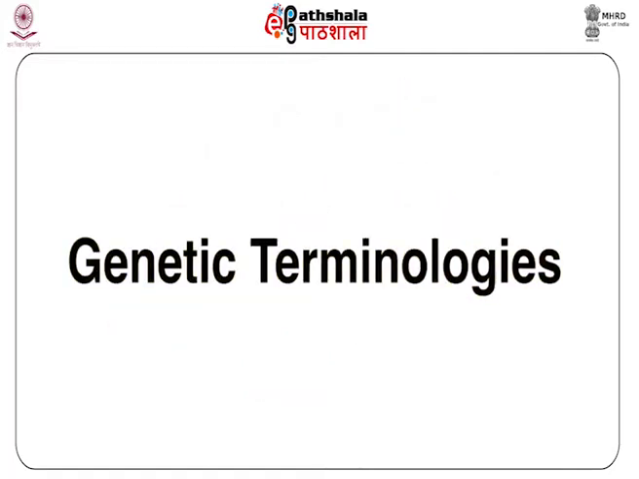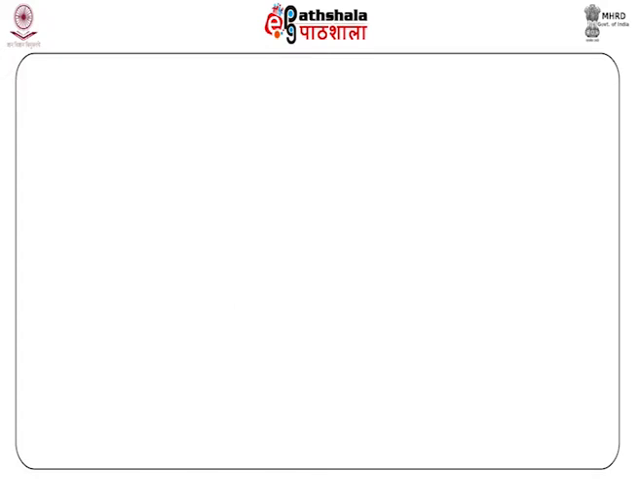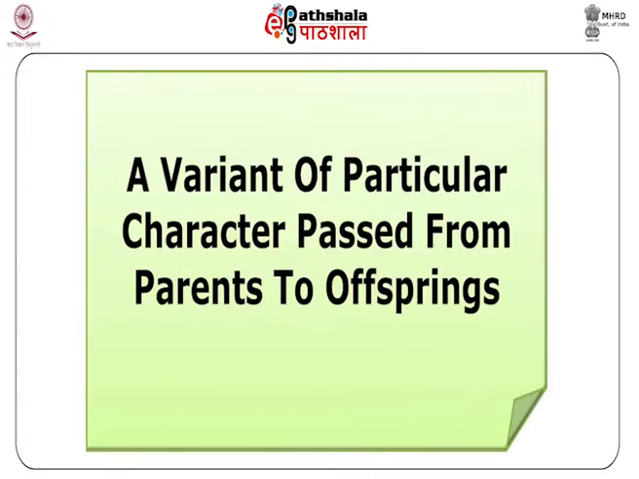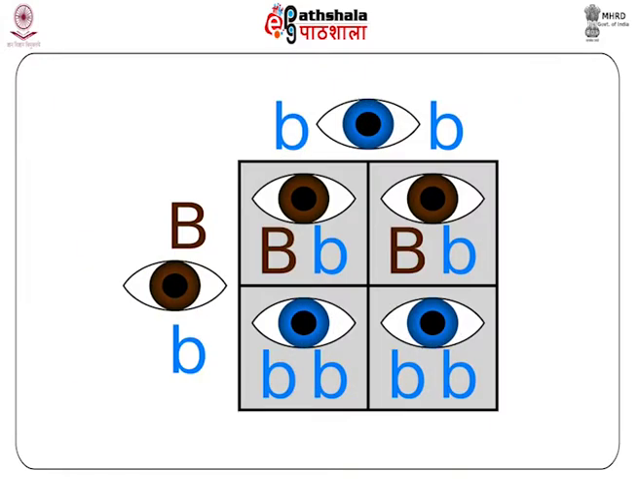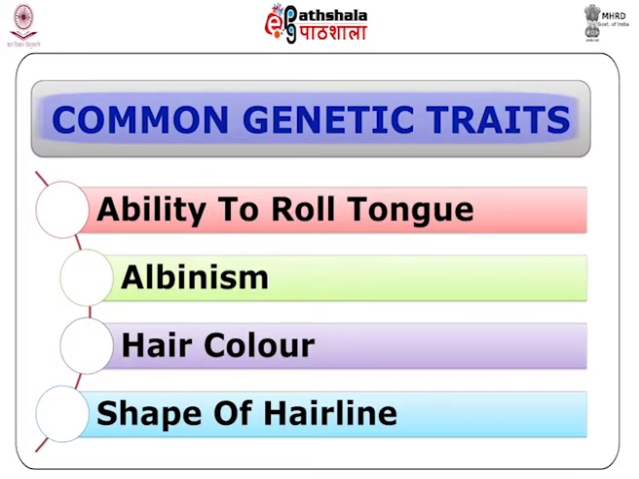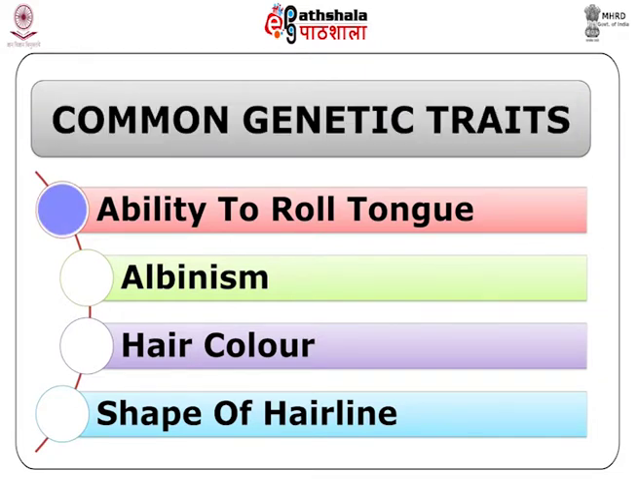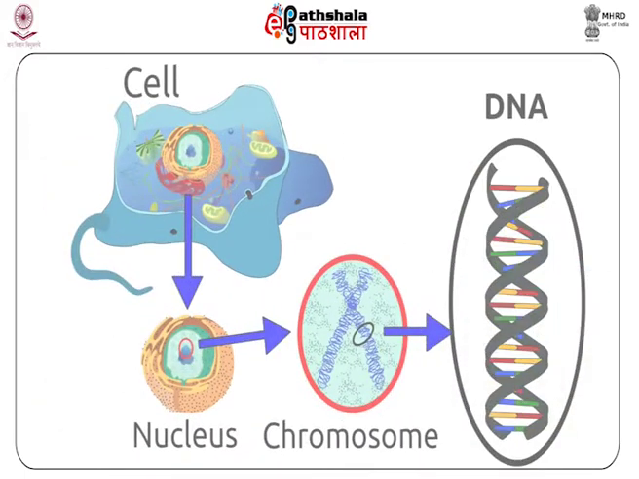Now we will study the genetic terminologies. First is trait. It is a variant of a particular character which is passed only from parents to their progeny. If eye color is the character, then brown and blue eye colors are its traits. The most common genetic traits seen in human beings include the ability to roll tongue, albinism, hair color, shape of hairline, etc. A trait is always encoded by genes.